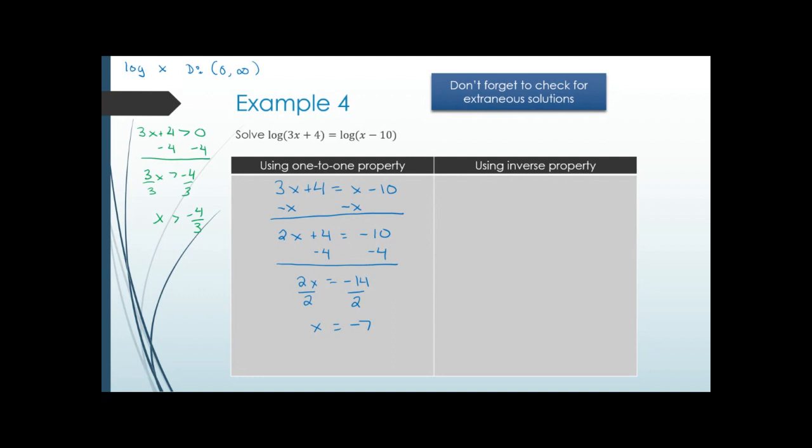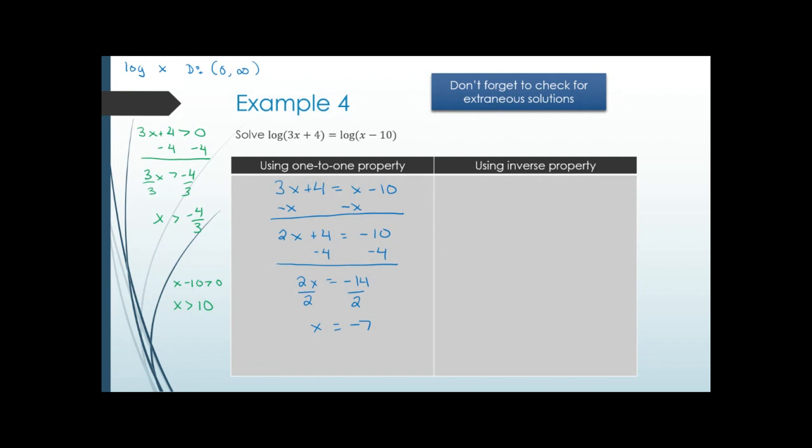But let's double check the other log as well, because of x minus 10. So x minus 10 needs to be greater than 0, which gives us x has to be greater than 10. So our answer of negative 7 is not greater than negative 4/3, and it's not greater than 10. So since it's not in the domain of either one of these, this is an extraneous solution.